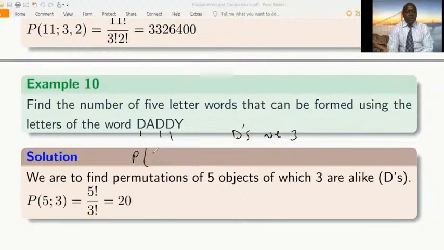The number of permutations of 5 letters where 3 are similar is given by 5 factorial divided by 3 factorial. Those are the only similar ones. There are 3. So this gives you 20. Just use your calculator. Calculator has 5 factorial and it has 3 factorial notations.